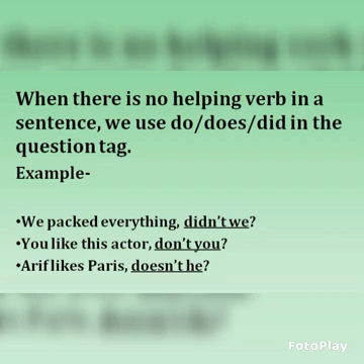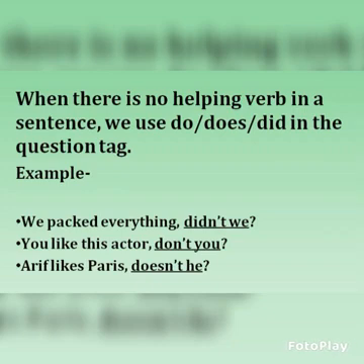Now the last rule which you should remember is when there is no helping verb in a sentence, we use do, does, did in the question tag. As I have explained in the previous chapter, we use do and does when the statement is in simple present tense. And with what all subjects? Just now I have explained you all. And did we use when the statement is in past tense? Like we packed everything. It is in past tense. So what we will write? The question tag which we will form is didn't we.